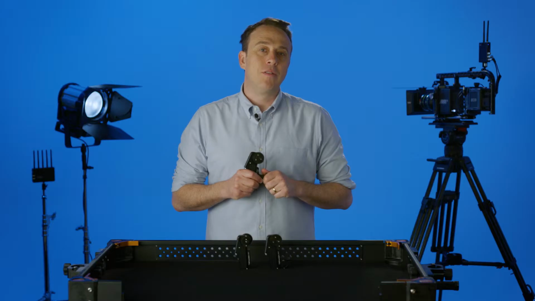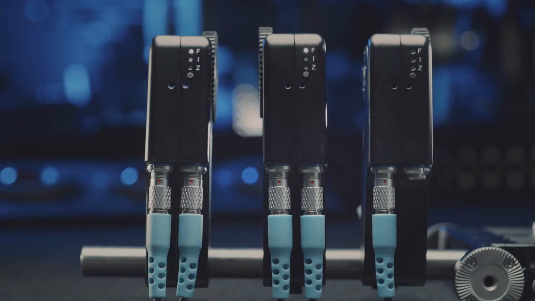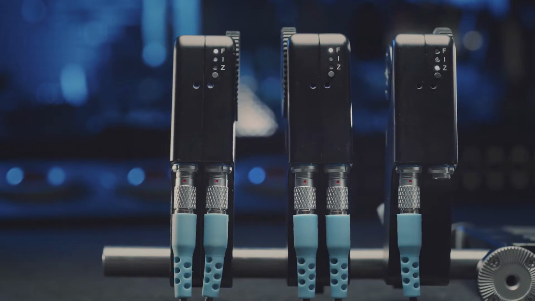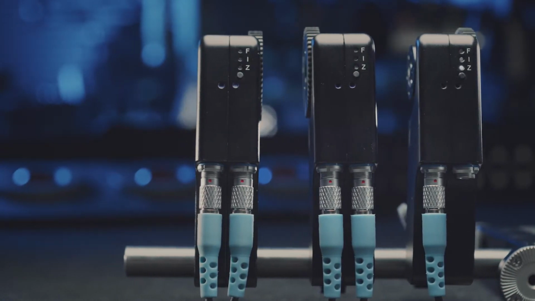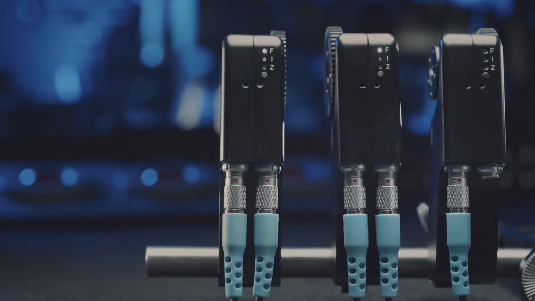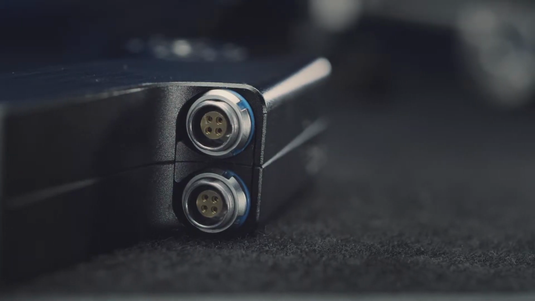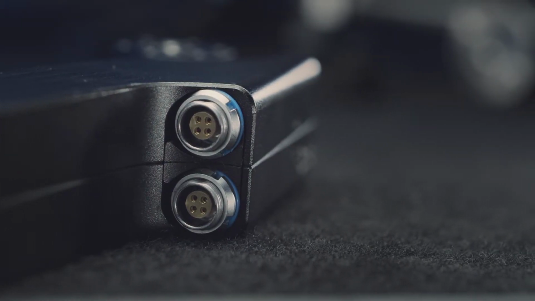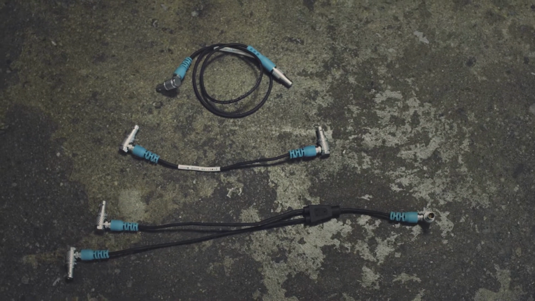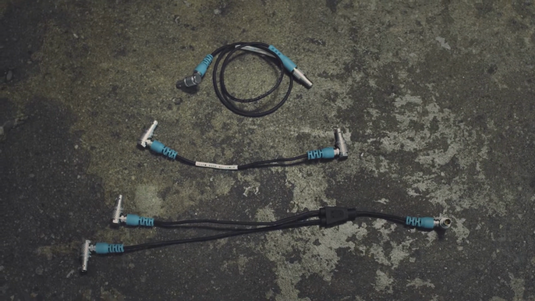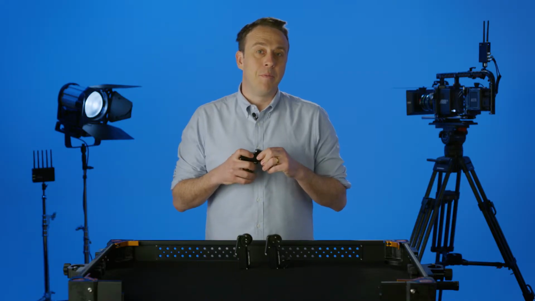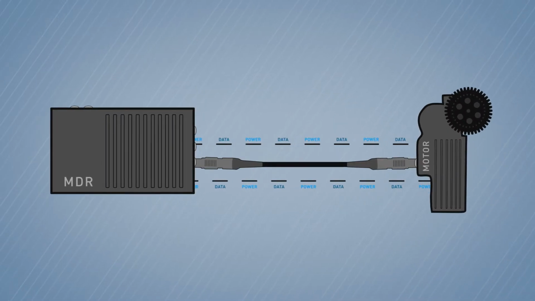The MOTR.X also features in and out ports that allow you to daisy chain from motor to motor. This allows you to use shorter cable runs to keep clutter on your camera rig to a minimum. It uses the standard Teradek RT 4-pin locking connector for power and data, and we have many cable options and lengths available.